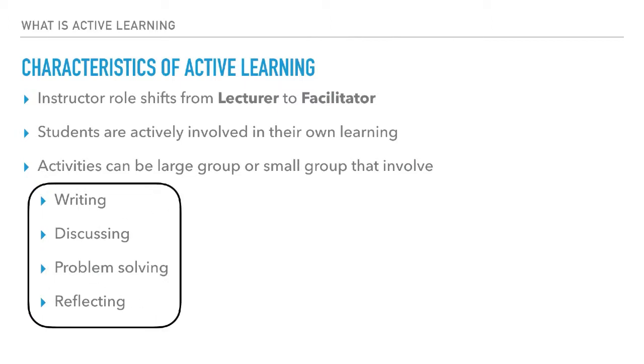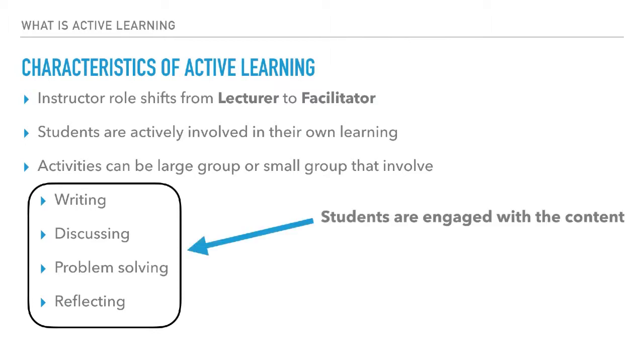Now I want you to look at the actual things that they will be doing. These are the main things you want to look at when you're thinking of active learning: writing, discussing, problem solving, reflecting. You don't see listening on this list. Even though they are listening, that's not going to be considered a main active learning activity. That's part of the process. But they actually have to be doing something to be considered active learning. So in all these activities, students are engaged with the content.